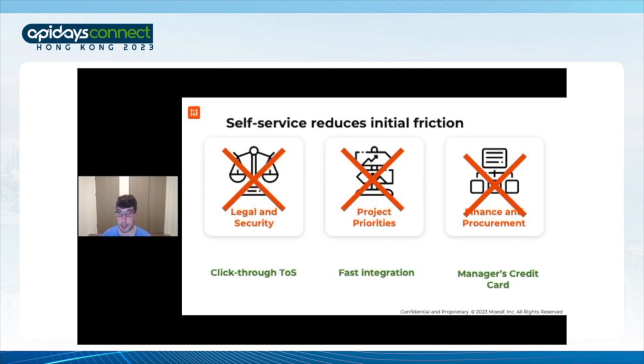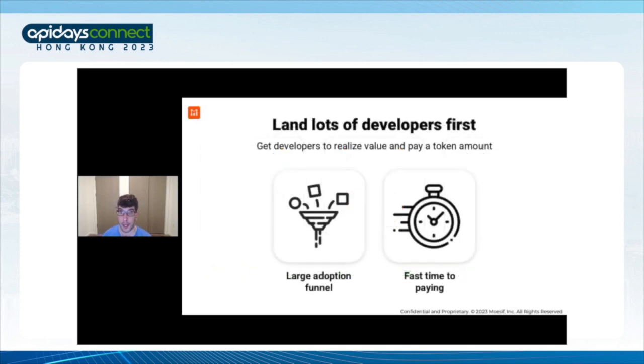And so you can sidestep a lot of these processes by making your API platform self-service. So instead of having sophisticated legal and security reviews, have very simple click-through terms of service the developer can accept and get started with. Instead of competing project priorities, you have a very simple and fast integration process. This could be through easy connectors and integrations. And lastly, instead of trying to go through finance and procurement, make it easy for a developer to put your tool on a manager's credit card. And so what you're trying to do is land lots of developers as quick as possible.